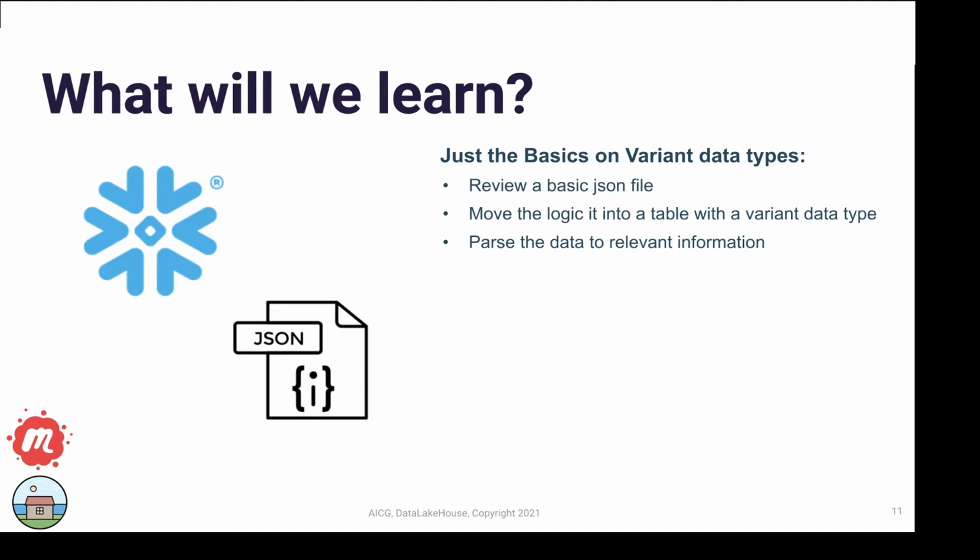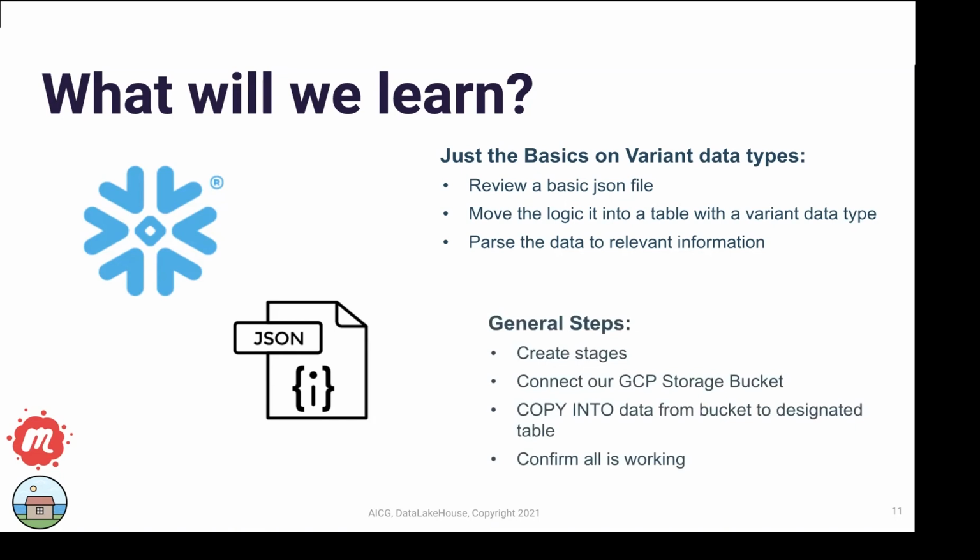So we're going to review a basic JSON file, load that in. We're going to move that into a table with a variant data type, and then we're going to parse the data and try to pull out some relevant information out of that JSON data as it's in a Snowflake table with a variant data type. So JSON file into variant data type.